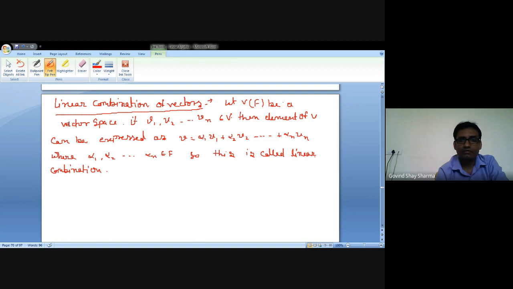Let V(F) be a vector space and v is an element of V, then v can be expressed as a linear combination of other elements. This is called the linear combination, where alpha 1, alpha 2, ..., alpha n are the scalars.